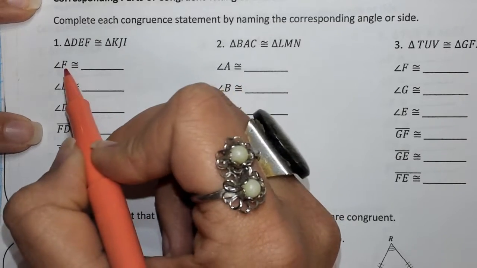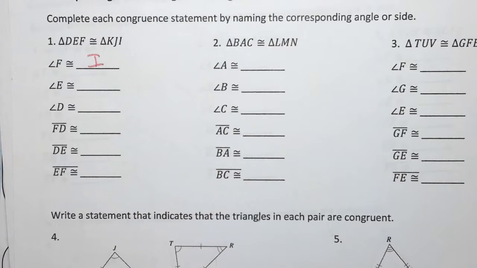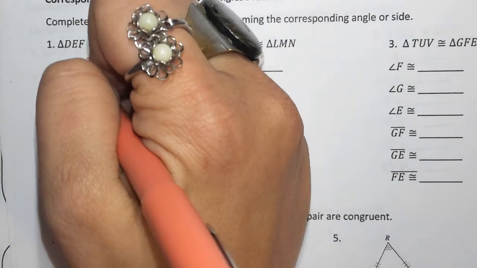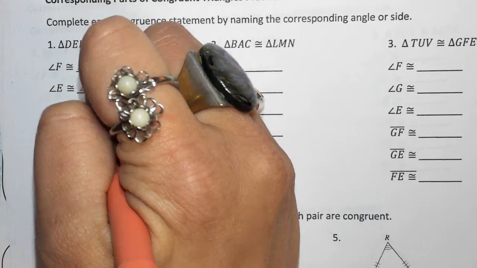Right? So what would F be congruent to? I. Oh my gosh, you're so smart. I'm super proud. I need y'all to be this smart all the time. We will try and put forth effort. All right, what about E? J. Oh, we need to put the angle symbol. What about D? Angle K. Good.